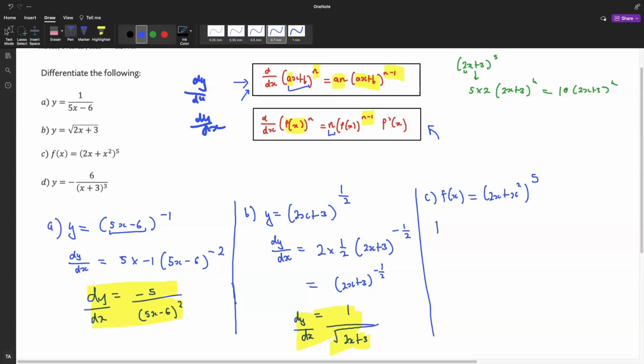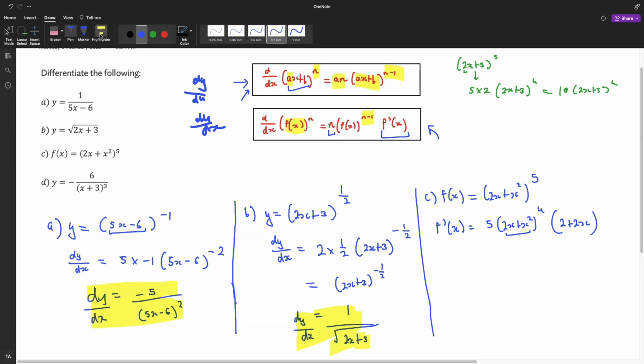Okay, so let's do that. So we're going to write f dash of x, and we'll bring the power to the front. And then we keep the function the same. So we'll keep that the same, 2x plus x squared. And then the power now becomes minus 1. So 5 minus 1 becomes 4. And then we have to times that by the derivative of this actual inside here. So the derivative of 2x is 2, and the derivative of x squared is 2x. So that's your derivative there.